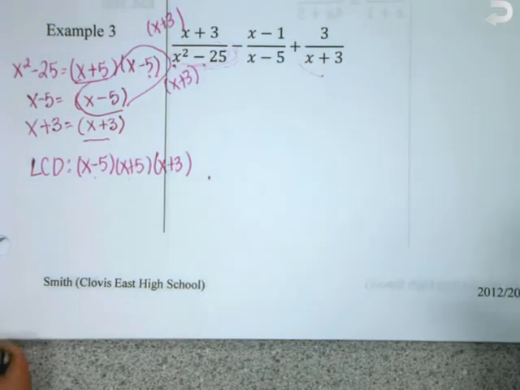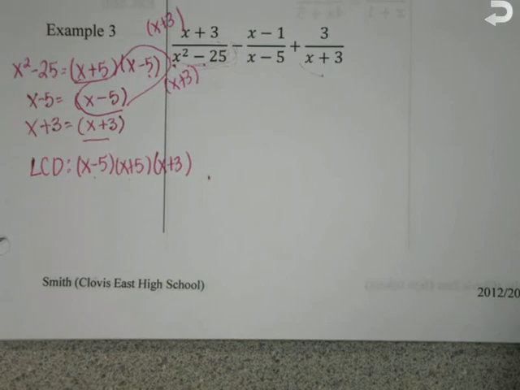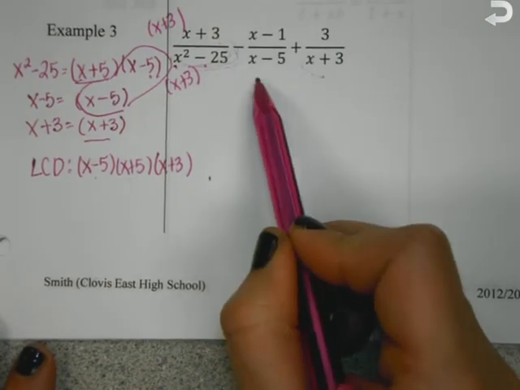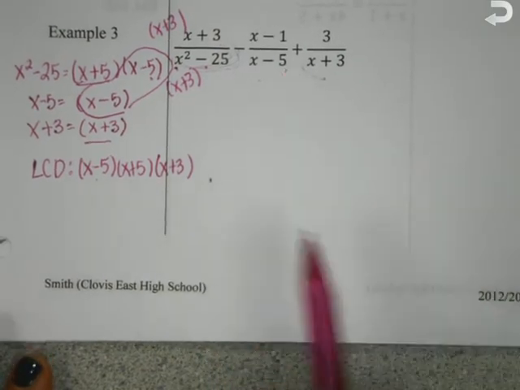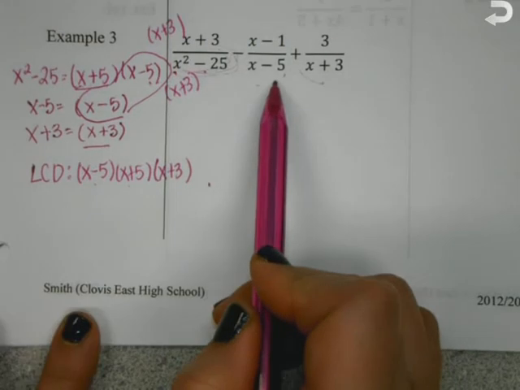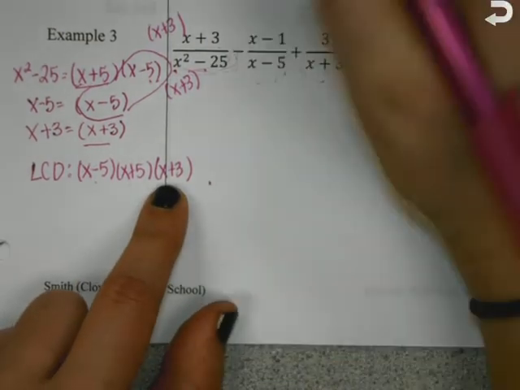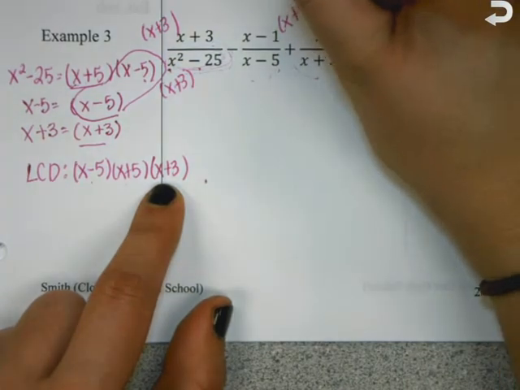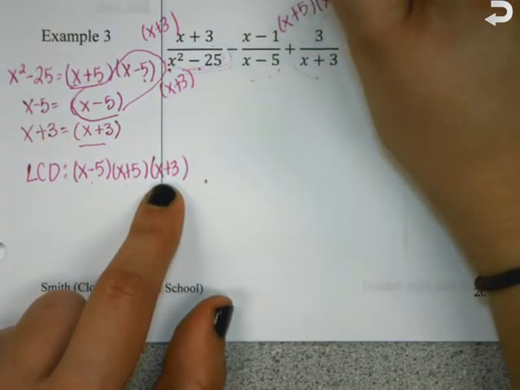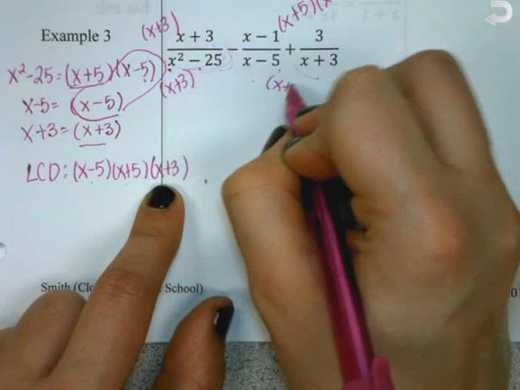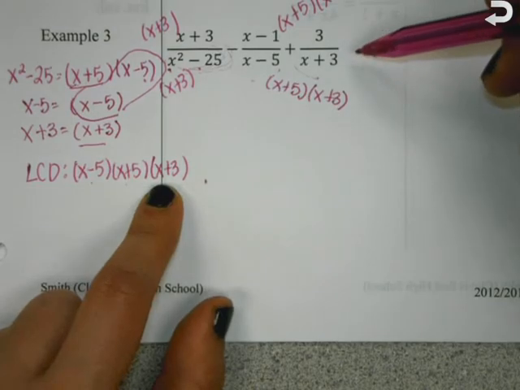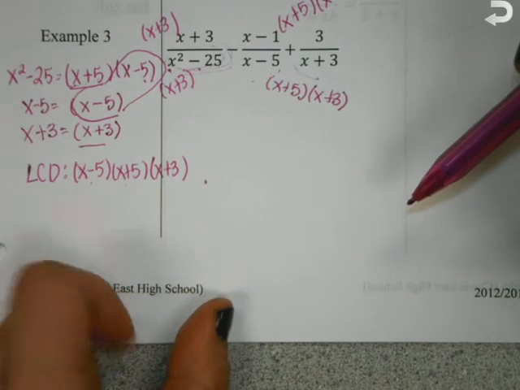Okay, the second term is x minus 5. So what are the terms that one is missing? x plus 5, x plus 3. So you're going to multiply top and bottom by x plus 5 and x plus 3. And then the last one is missing which terms? x plus 5 and x minus 5. So you're going to multiply numerator and denominator by that.